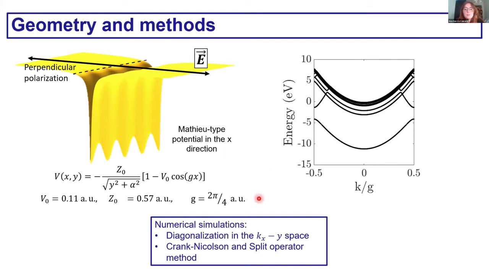To study the higher-order harmonic generation process, we choose different states in the lower band, and we solve the two-dimensional time-dependent Schrödinger equation using a combination of Crank-Nicolson and split operator methods. Then we compute the harmonic spectrum as the Fourier transform of the mean value of the acceleration operator.